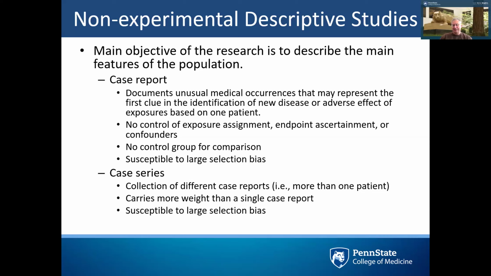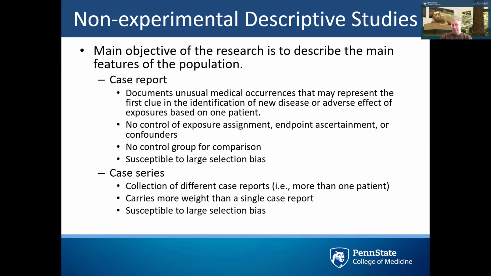Study design is immutable. It's whatever the experimental unit is. If you're doing animal research, your experimental unit may be a rat. If you're doing agricultural research, your experimental unit may be an acre of a field. Further on the case reports, though, it's only one patient. So there's no control for the exposure assignment. There's no control for the endpoint ascertainment, and there's no control for confounders. Further, there's no control group to compare this one patient to, and it's susceptible to large selection bias.